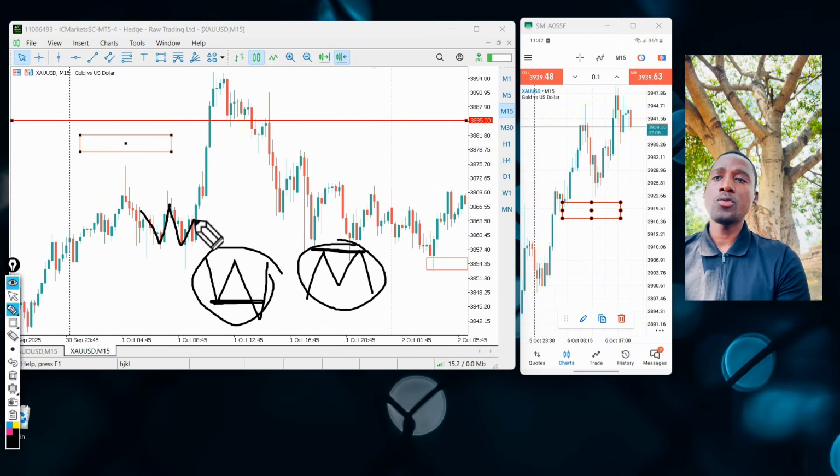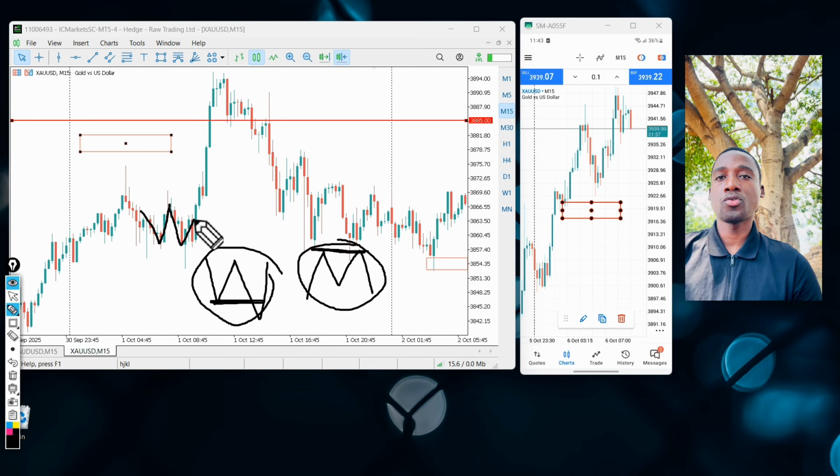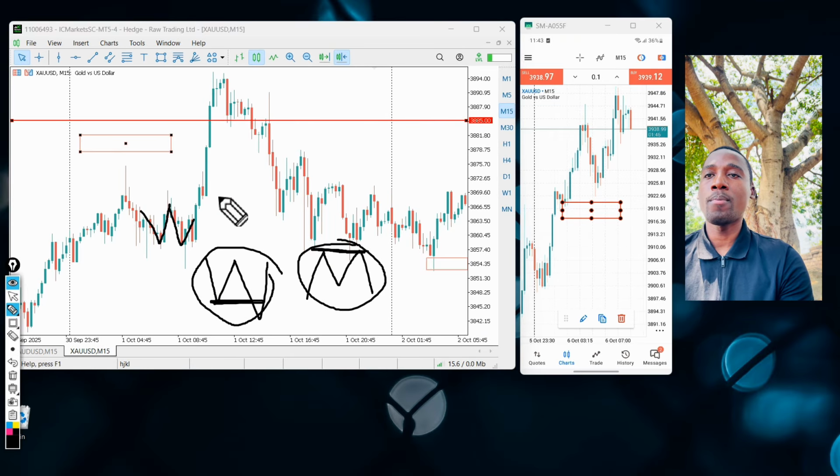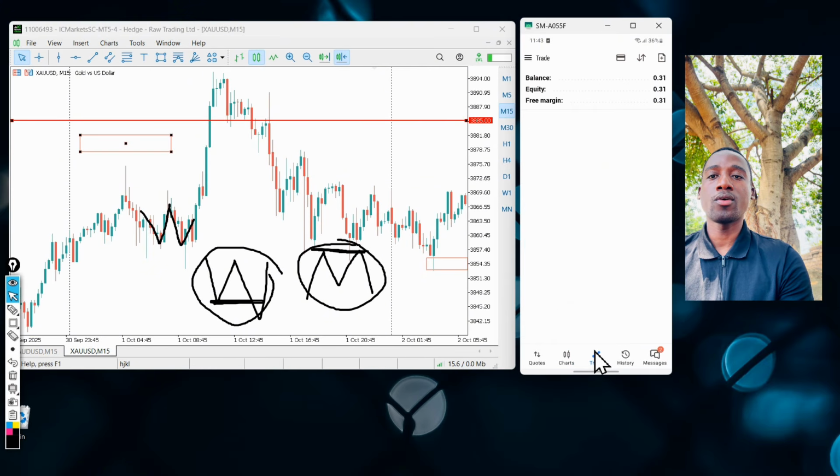Now, since you have the W, how can we take the entry? It's simple. We need a confirmation entry. In our previous tutorial, I mentioned that you can use ICT, SMC, indicators, or candlesticks to confirm that we are selling or buying. In this case, on gold, we are already selling. So I will just go to trade and look at how much I have.